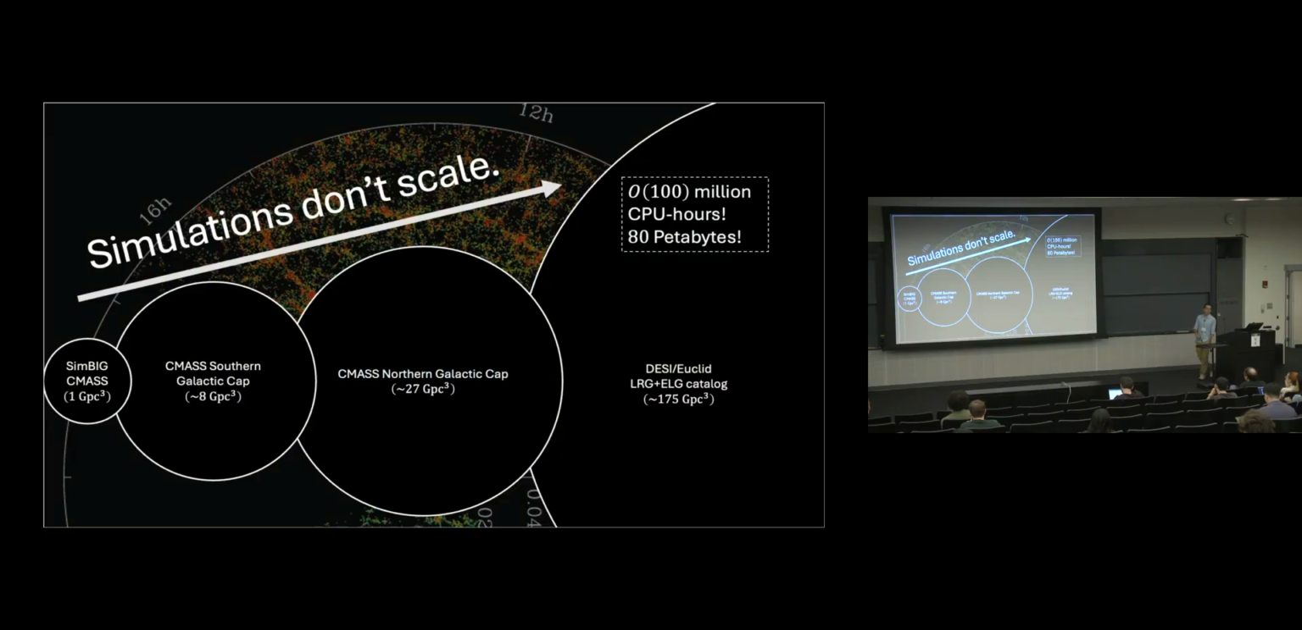And so if you wanted to run expensive simulations on the volumes that we expect from DESI and Euclid, your simulations would at best scale as n log n. And so if you wanted to repeat the SIMBIG analysis on the DESI and Euclid volume, you need hundreds of millions of CPU hours. And what's even more worrying is 80 petabytes of data stored on file, right? So I can say without a doubt in my mind that this is the last observational sample that will be done with pure raw simulation, right?